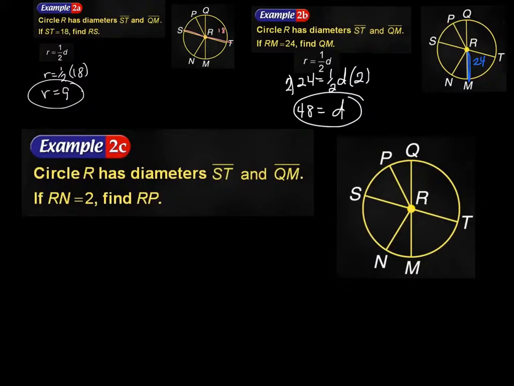Okay, again, we have circle R, and it has diameters of ST and QM. If RN, which is 1 radius, is 2, find RP. Well, guess what? All of the radii of a circle are congruent. So if RN is 2, RP is also 2.